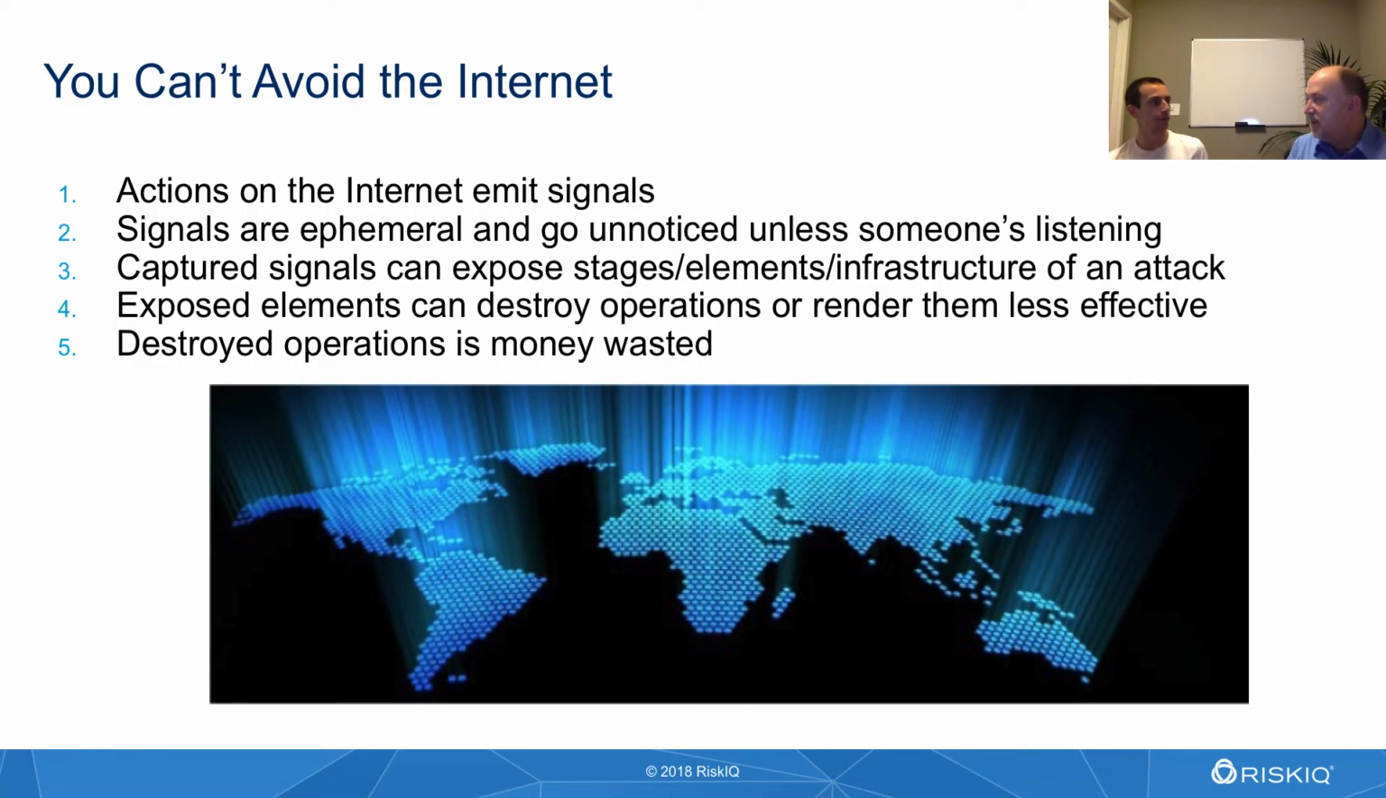So one of the philosophies that we have at RiskIQ that's really interesting is that you can't avoid interacting with the internet. And so we have 5 different steps in which we quantify how this can be beneficial to us. So the first is any action on the internet emits signals. So for example, you and I are sitting together right now in this room, part of RiskIQ's network. And we're emitting signals by being on that network.